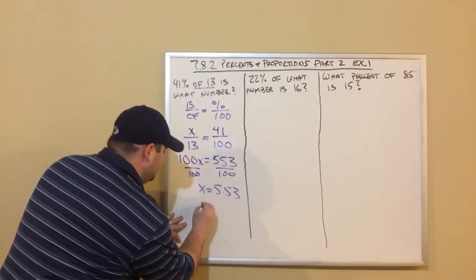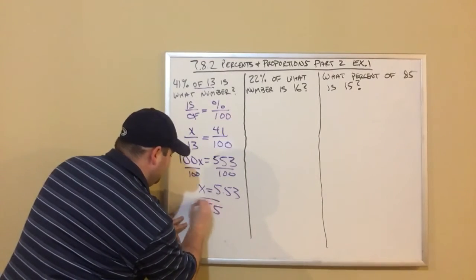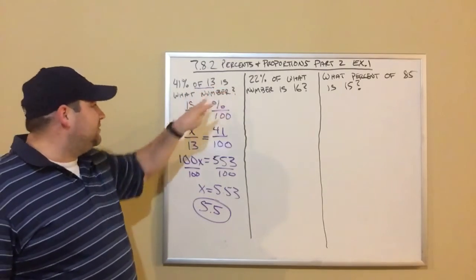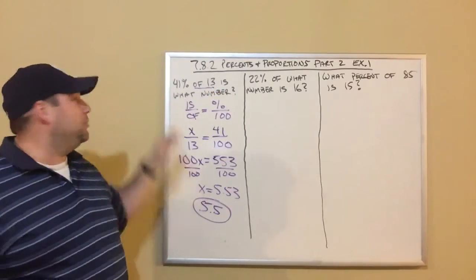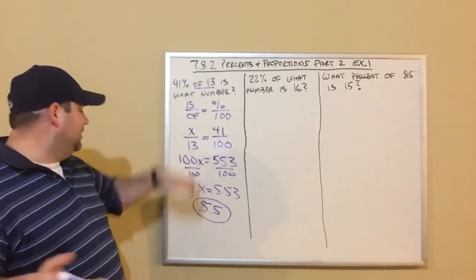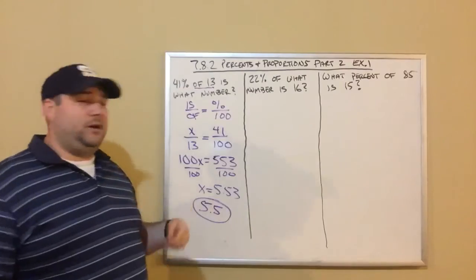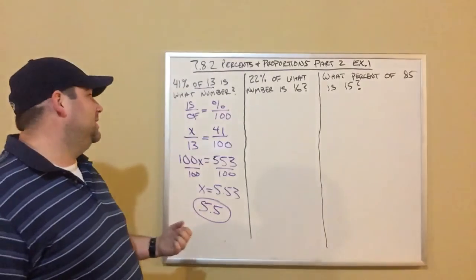So I'm going to round this to the nearest tenth. And I end up with 5.5 as my answer. 41% of 13 is 5.5. That makes sense. 41%, or a little less than a half. 5.5, a little less than a half of 13. That makes sense. Okay, let's go on to our next one.